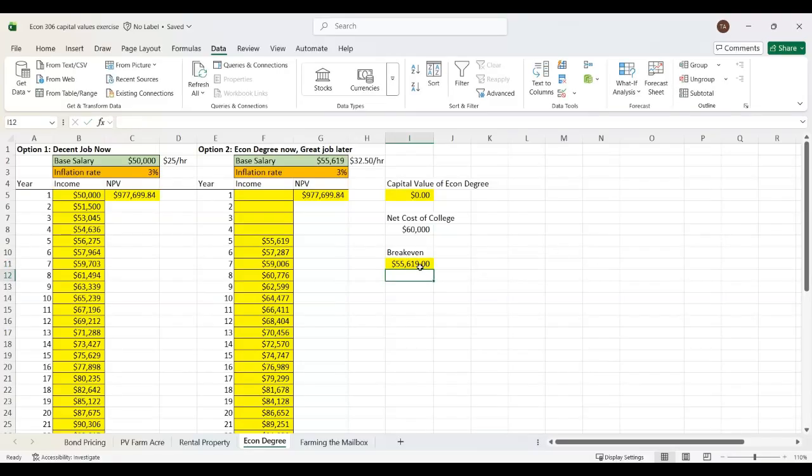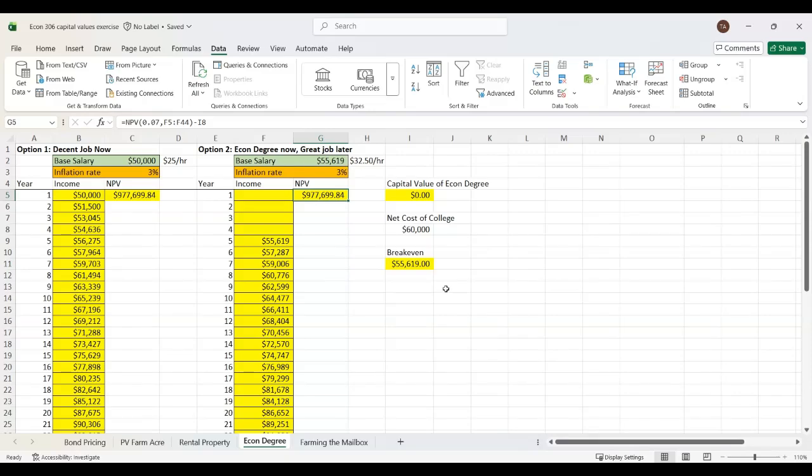Now, what does that mean? That means if your degree doesn't get you a starting salary higher than 55,619 and a growth rate higher than 3, you didn't come out ahead in terms of the present value, in terms of the capital value of the enhanced income stream. And that's pretty modest, right? You need a 10% bump.